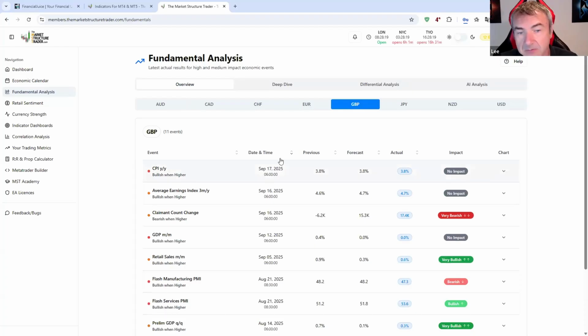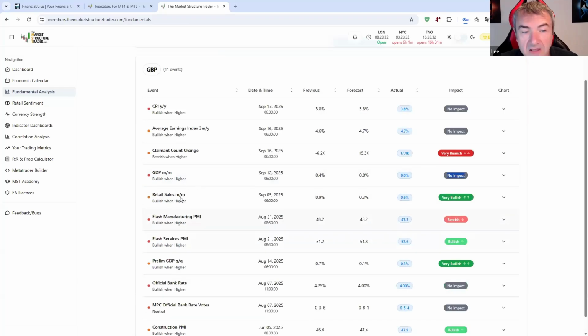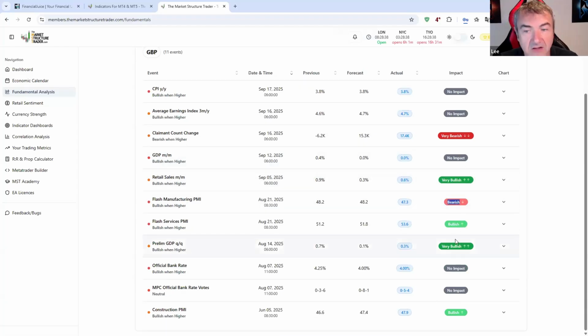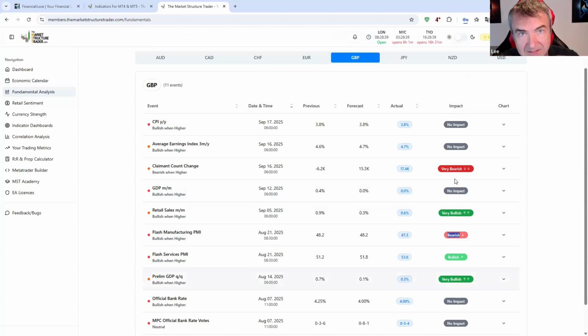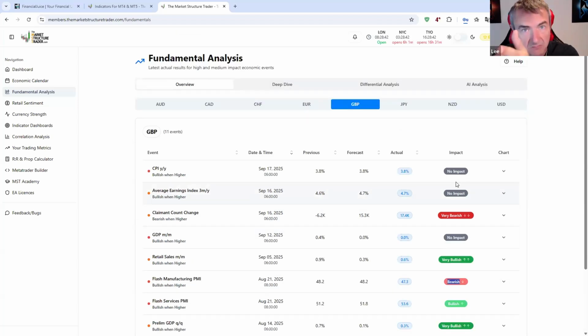So you can see that the CPI came out this morning as forecast, so there is no impact. The average earnings came out as no impact. Claimant count came out very bearish, no impact on the GDP because that came out as forecast. Your retail sales were very bullish, manufacturing PMIs bearish. So it's just basically telling you a quick snapshot of how everything is going, yeah?